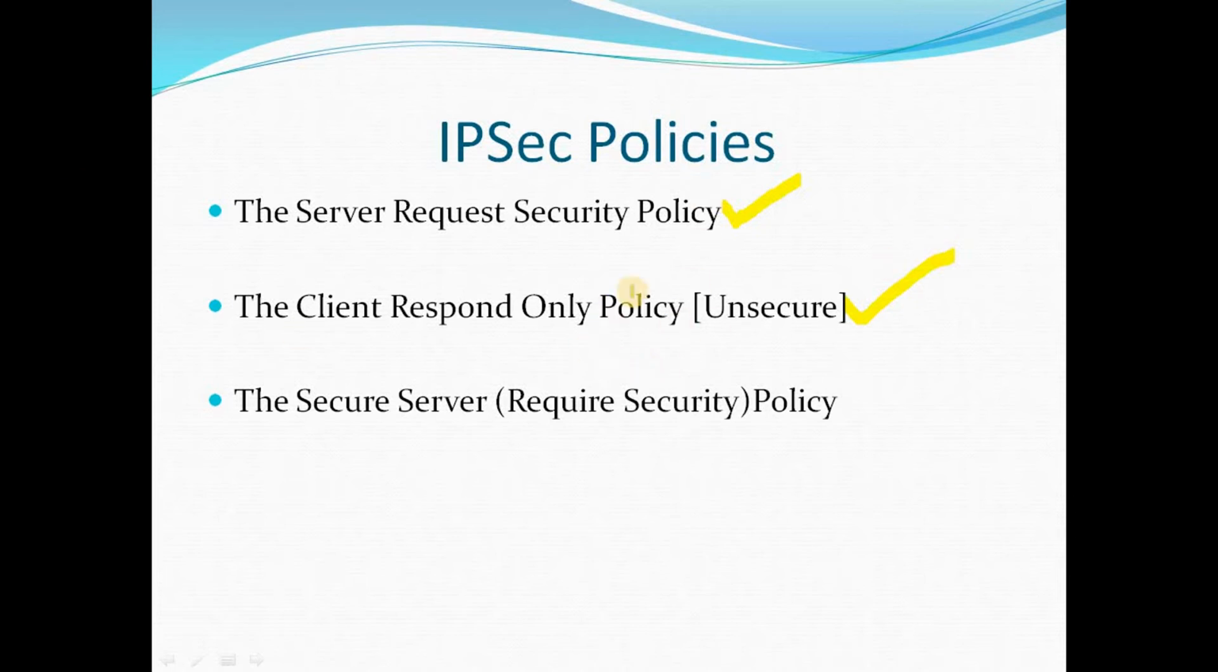Now the third option is the most secure, and every system administrator prefers to use this one. It is the secure server require security policy. That means in order to communicate, you must come via your IPsec. Otherwise, the communication will not be set. So this is the best way to secure your network infrastructure with the help of these IPsec policies. Now let's see practically how the IPsec can be implemented in a standalone or domain-joined computer.